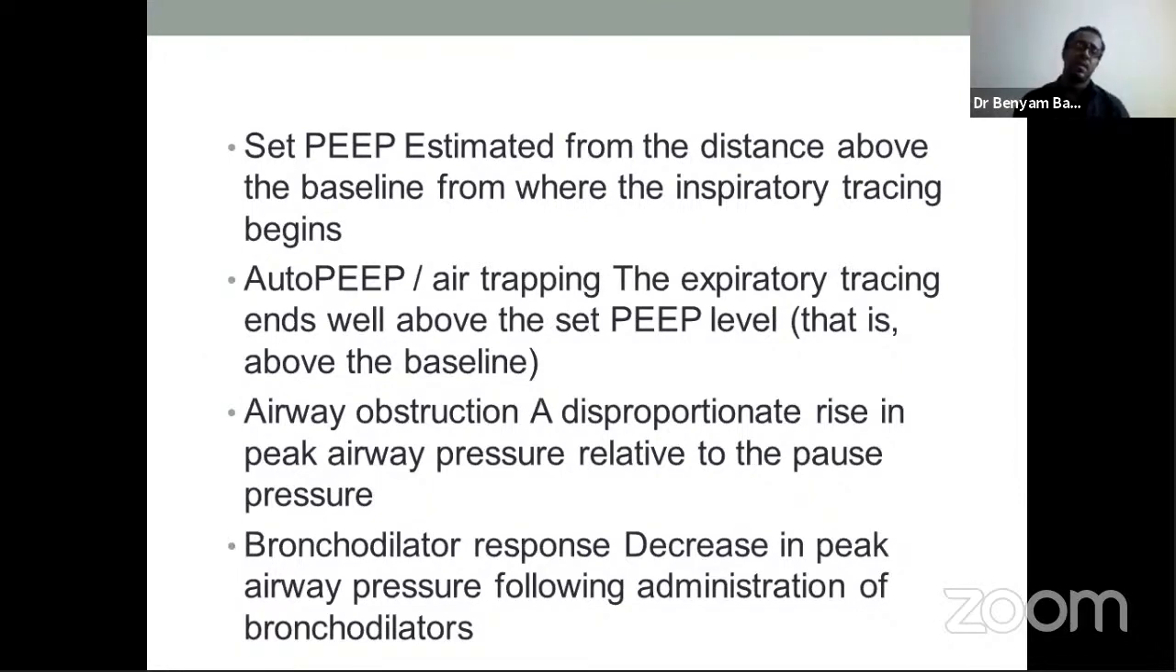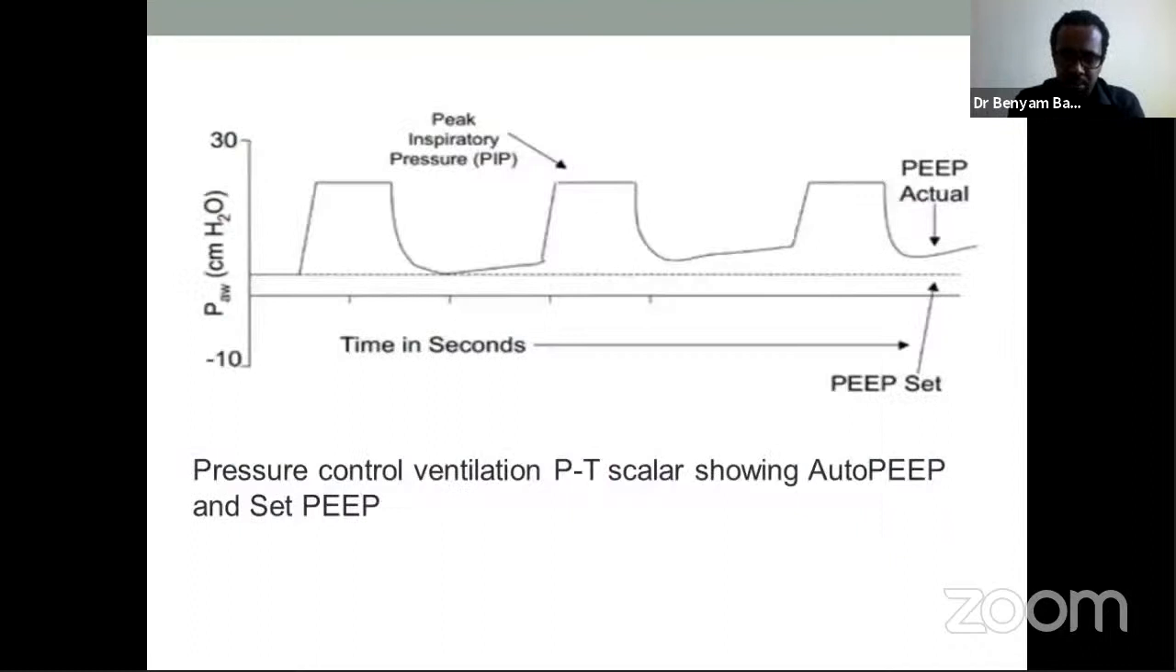So auto PEEP is the result of air trapping that's not removed during the expiratory phase. So the air will be building up there. During expiration, the graph will not go back to the PEEP level, rather it goes above. So this is the PEEP that we set, but as you can see on the graph, during expiration it does not come to the level of the PEEP. So this is what we will see, the actual PEEP. The difference between the actual PEEP and the set PEEP would be the auto PEEP that is generated.